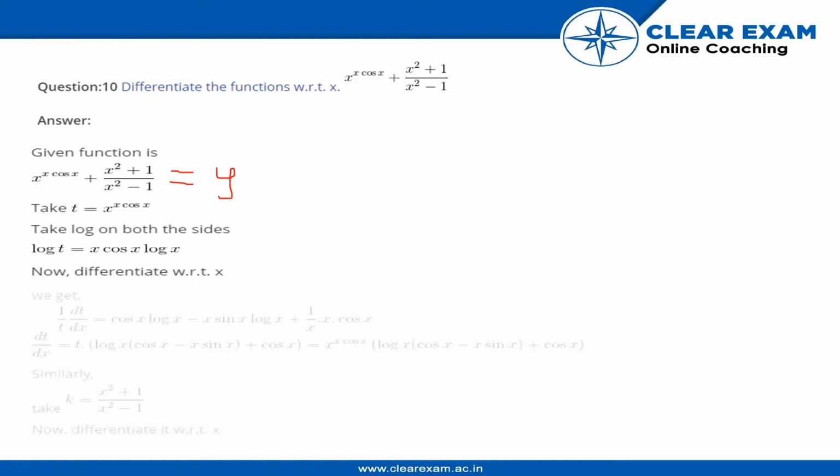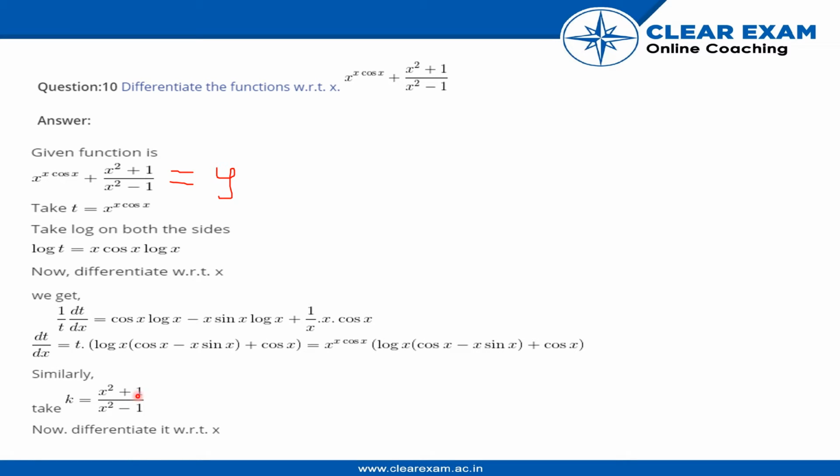Differentiating with respect to x on both the sides, we get 1 by t dt by dx equals to, apply product rule here, cos x log x minus x sin x log x plus 1 by x into x cos x. Cross multiplying t on the other side, we get dt by dx equals x to the power x cos x whole into log x into (cos x minus x sin x) plus cos x.